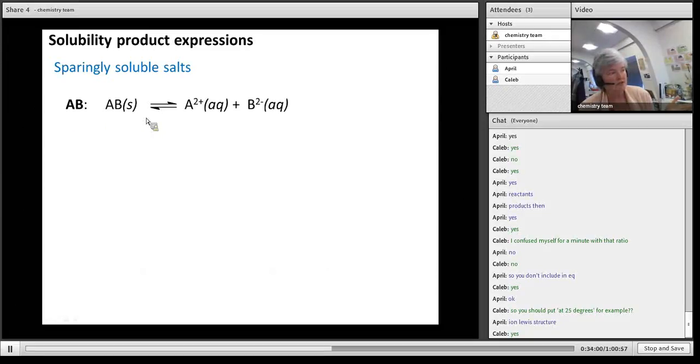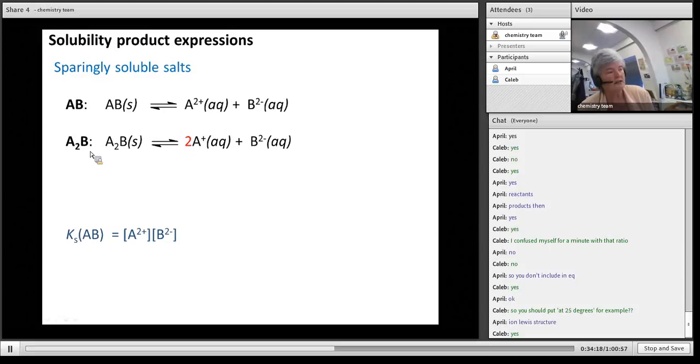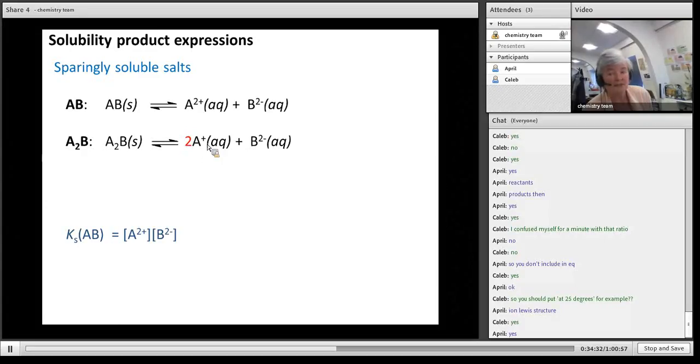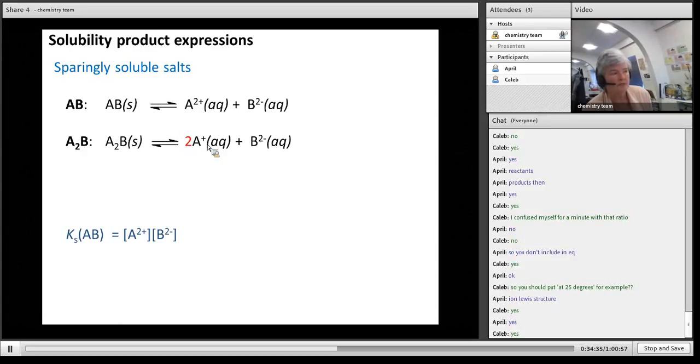If I have an AB salt, so it goes to A plus or A2 plus, as long as it's a 1-to-1 ratio. So I've got 1 of A and 1 of B, so I can write the Ks for that. If I have the A2B, I'm going to have twice the A. Now remember when we said we've got to multiply it up. So if I've got 2A, can you see that's like A plus A plus B 2 minus? Do you agree? I could write out this thing as A plus A plus B 2 minus.